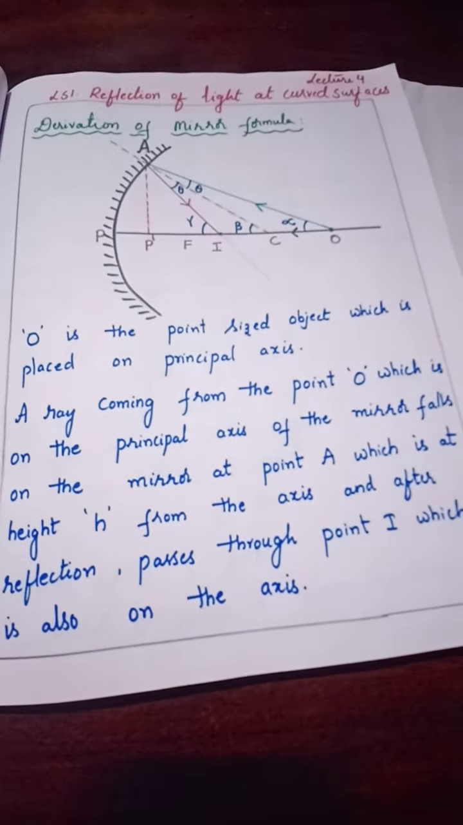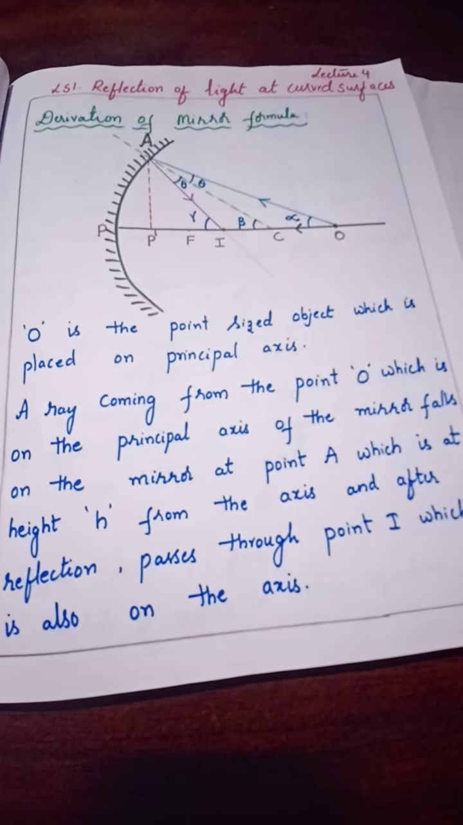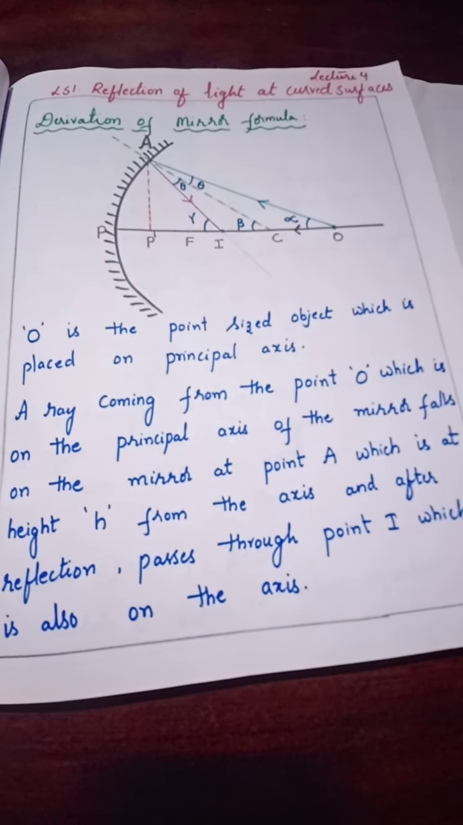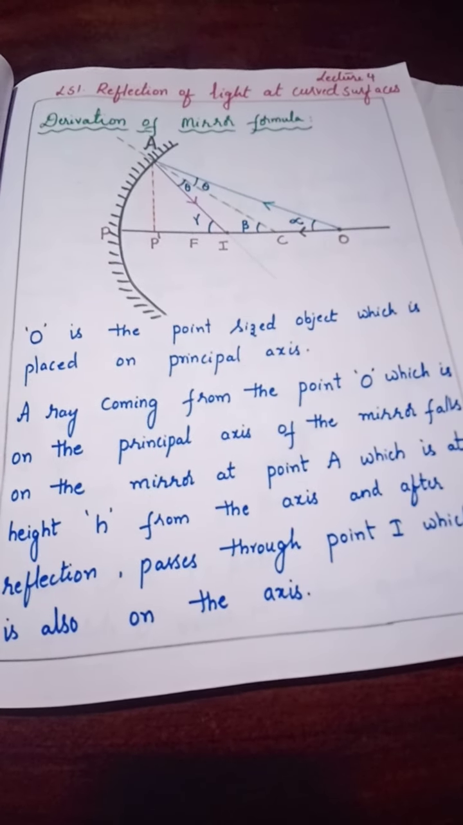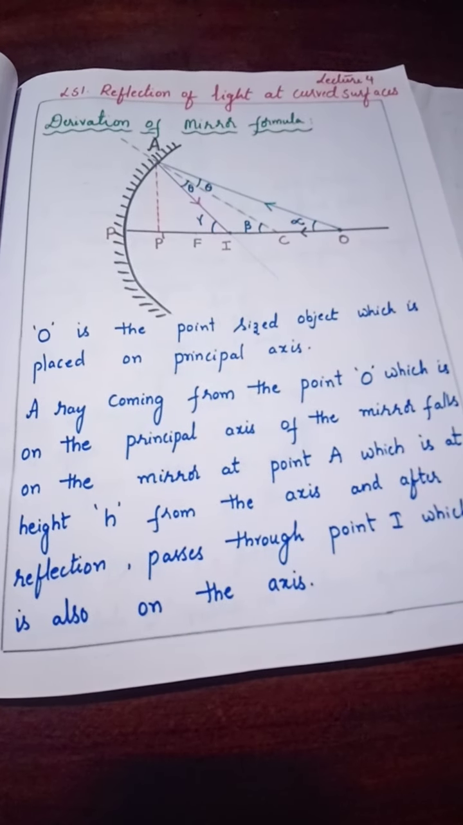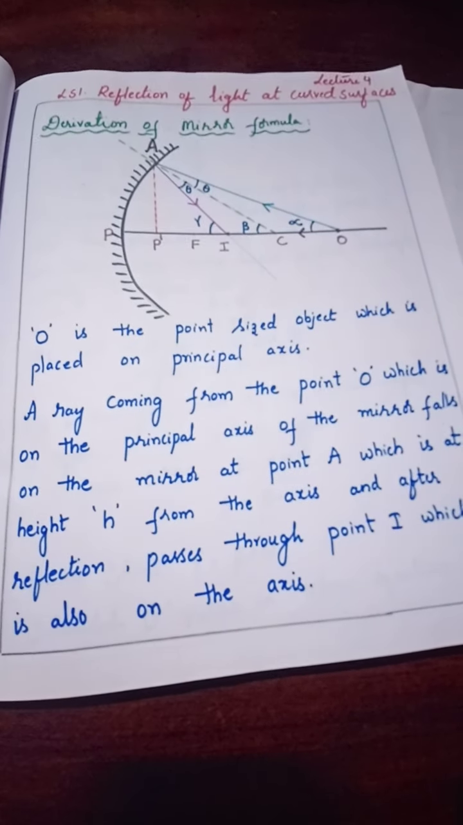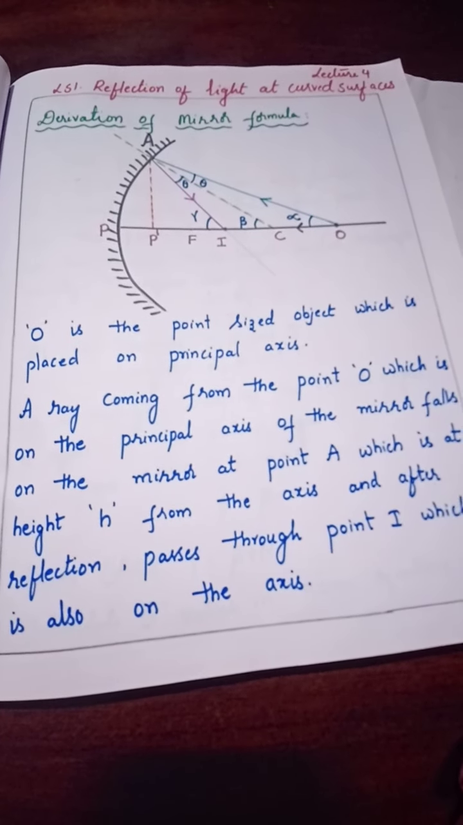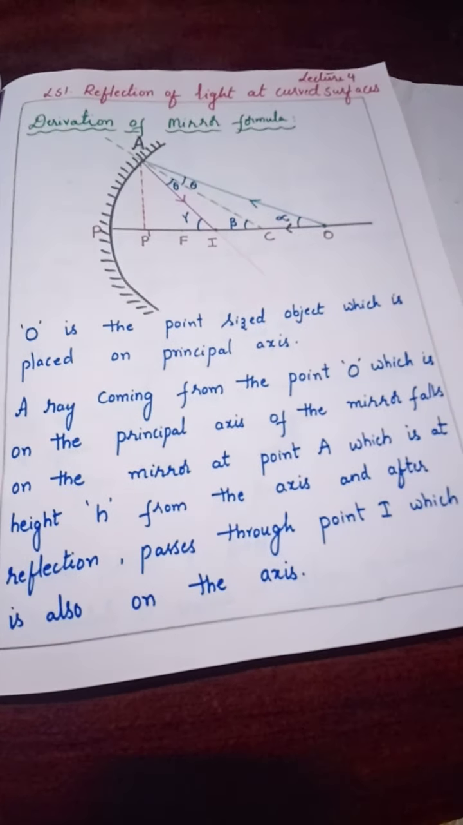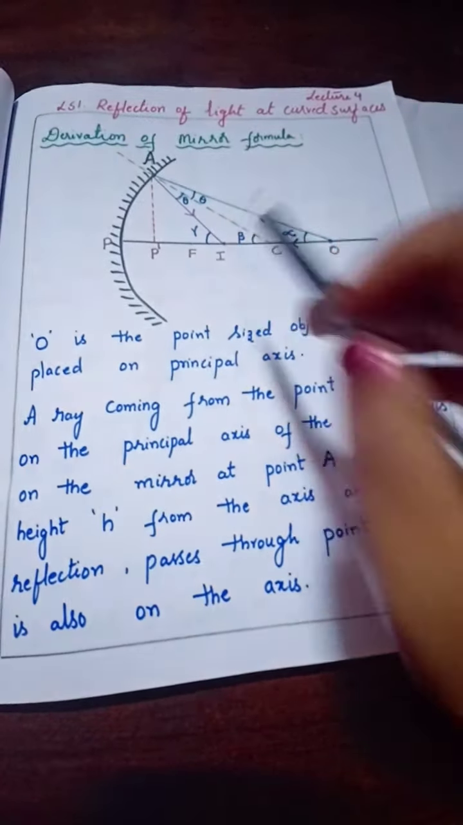That formula is called the mirror formula. The mirror formula gives a relation between object distance, image distance and focal length. We say u, v and f. u is the object distance, v is the image distance and f is the focal length. To know this relation, we need to derive the mirror formula. The mirror formula is 1 by f is equal to 1 by u plus 1 by v. To derive this formula we use a ray diagram.